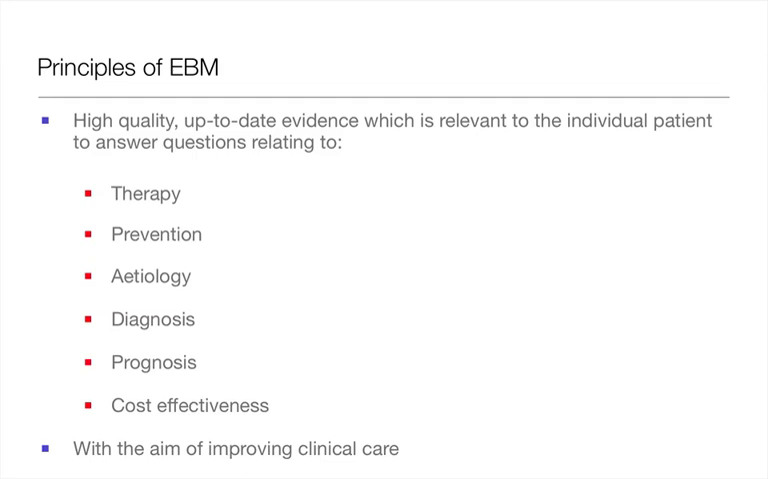And this evidence can relate to various aspects of patient care, including, and most commonly, therapy, but also prevention, etiology, the cause of illness, and diagnosis and prognosis. In addition, when considering evidence for entire populations, one aspect, of course, is cost-effectiveness of therapy or prevention. And the underlying theme of all of this is that the aim is to improve clinical care to the individual patient.